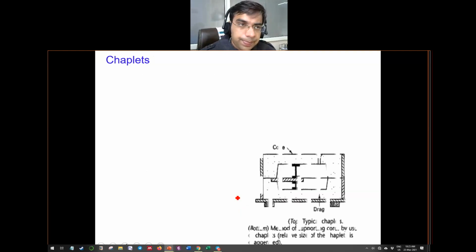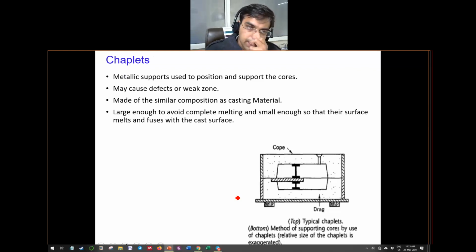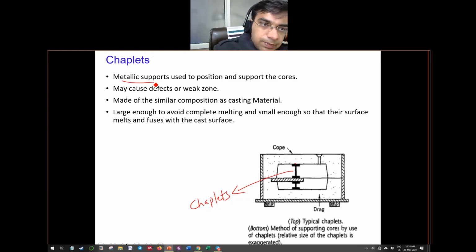So next are chaplets. Chaplets are basically metallic supports which are provided to position and support the core. These I sections that you see here are the chaplets. These are the metallic supports. Please remember, these are made up of metals, and specifically, the same metal which will be cast.